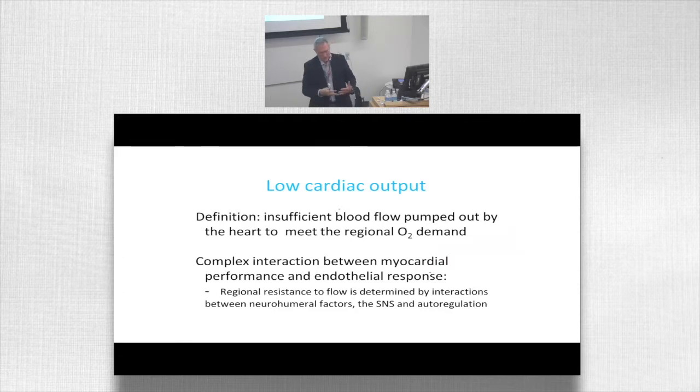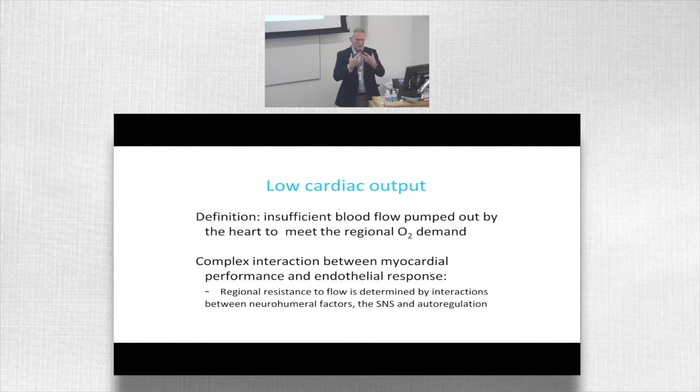It's cardiomyocytes that pull on each other, complex calcium handling, etc. But it's really the complex interaction between the myocardium and the endothelium that determines this balance between supply and demand. And within that are complex interactions with neurohumoral factors, sympathetic nervous system, and autoregulation.